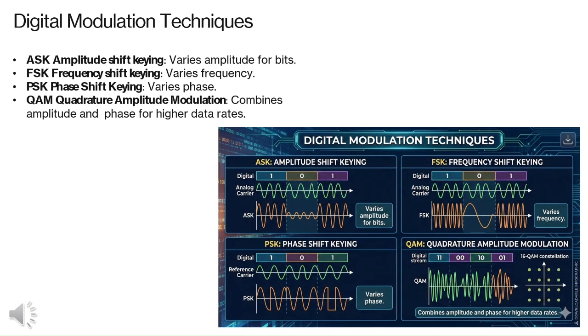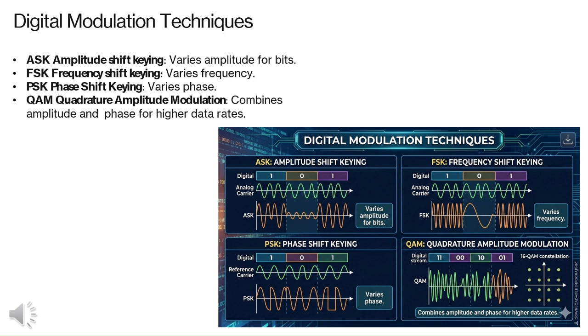Now we are going to talk about digital modulation techniques. There are four concepts. One is ASK, amplitude shift keying. FSK, frequency shift keying. PSK, phase shift keying. And QAM, quadrature amplitude modulation. Those are the four modulation schemes.